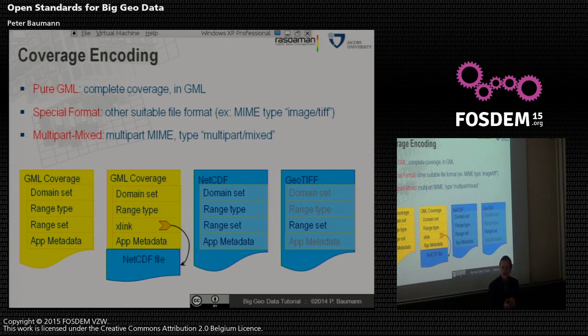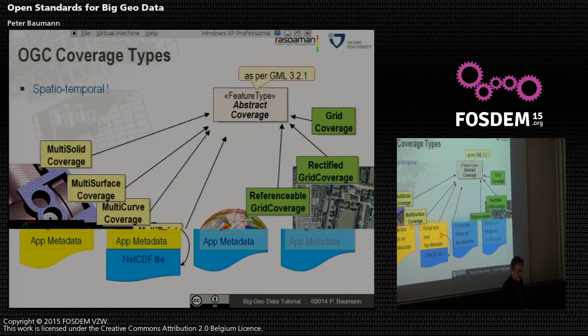Sometimes you want to have both. You want to have canonical metadata in XML plus the payload encoded efficiently in a binary format. This is where we use multipart MIME, the method like in your email attachments, where we have the whole thing in XML as defined, except for the range set, which consists of an XLink to the data file coming later. So actually we are quite flexible in transporting coverages in different formats.